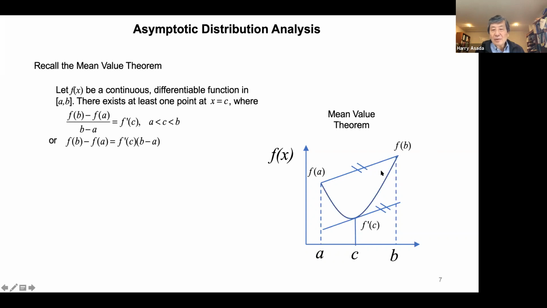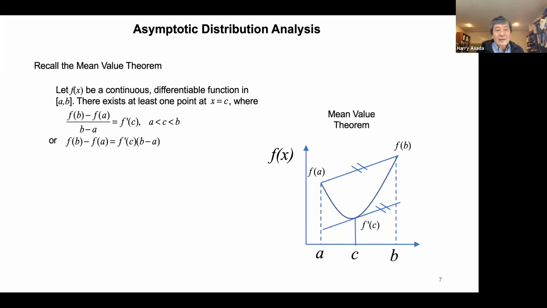So the mean value theorem tells us that there exists at least one point c where, if you take the derivative of this function f(x) and evaluate it at c, that's f prime of c, this slope is the same as this slope. As you change the slope here, the slope varies continually. At a certain point, it agrees with this slope. So the slope is the same one, f prime of c, and c exists between a and b. Or we can write f(b) minus f(a) equals f prime of c times (b minus a), right?